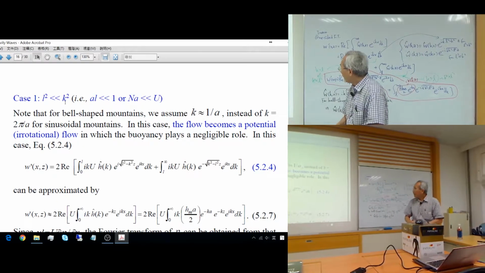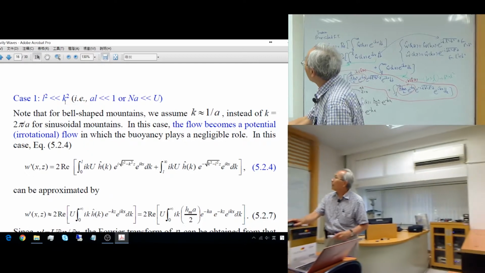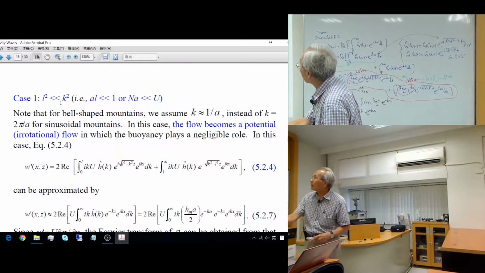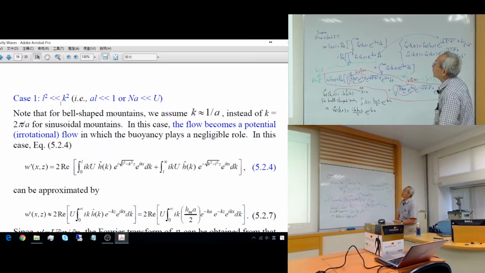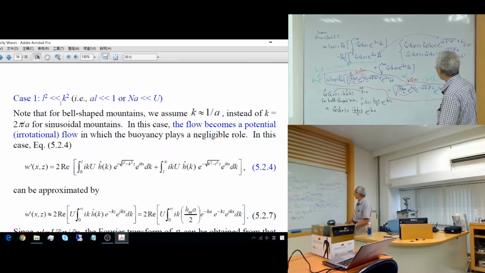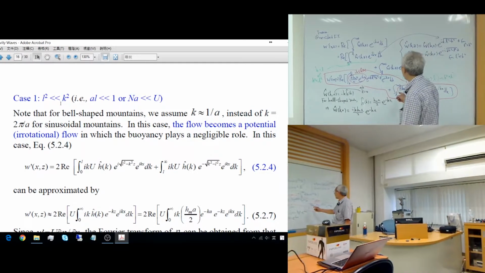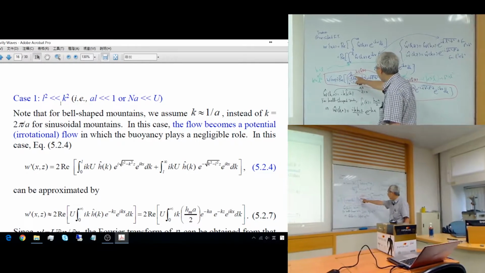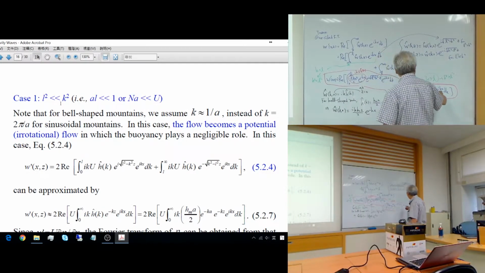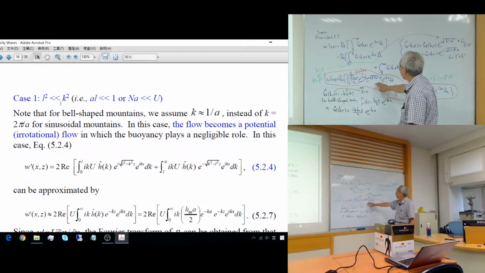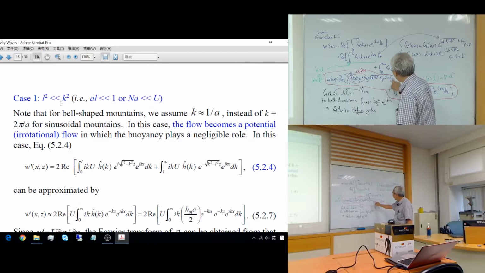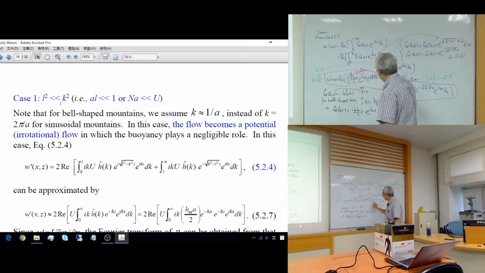Okay, thanks. So now if we have L square much less than K square, we have 2 parts of the solution. If K square is much greater than L square, which term will be gone? This term will be gone, right? Because K goes from 0 to L, that means K is less than L, so this term will be gone.